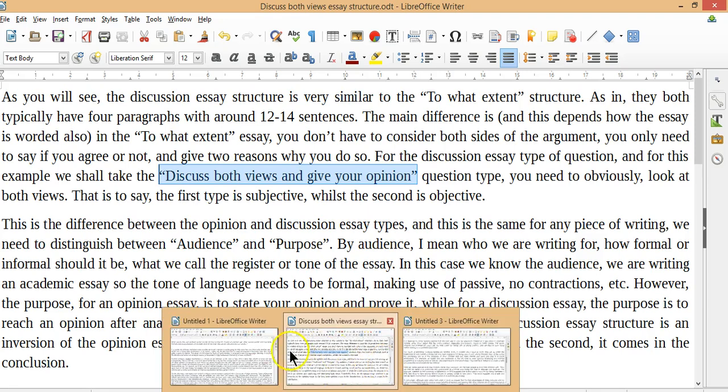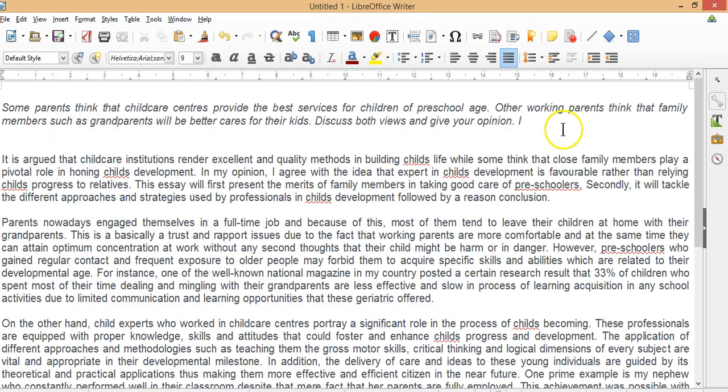Let's see what we've got. Some parents think that childcare centres provide the best services for children of preschool age. Other working parents think that family members such as grandparents will be better carers for their kids. Discuss both views and give your opinion.